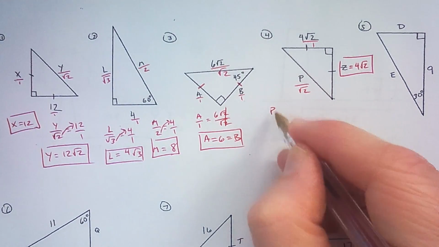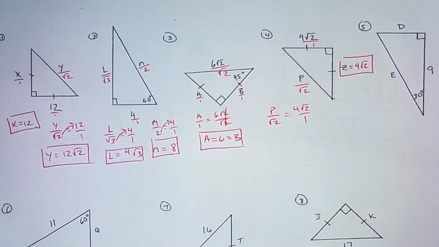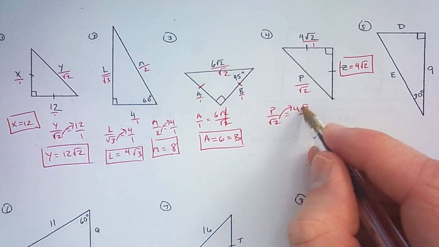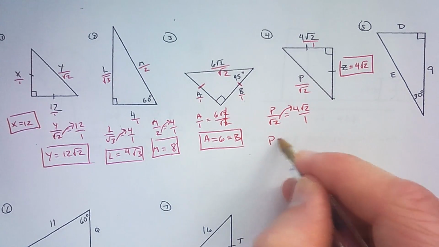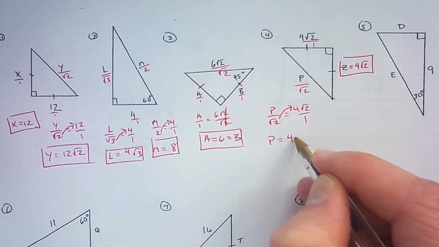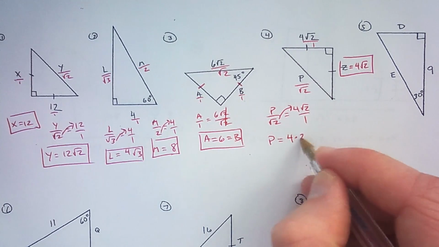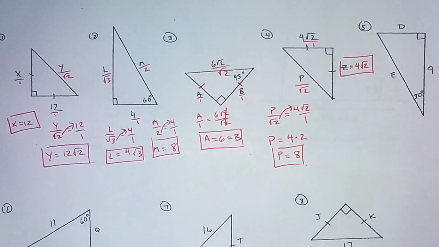So I have P is to the square root of 2 as 4 root 2 is to 1. So I will multiply the square root of 2 across to this 4 times the square root of 2. So I have P equals 4 times, and then the square root of 2 times the square root of 2 is 2. So P is 8.